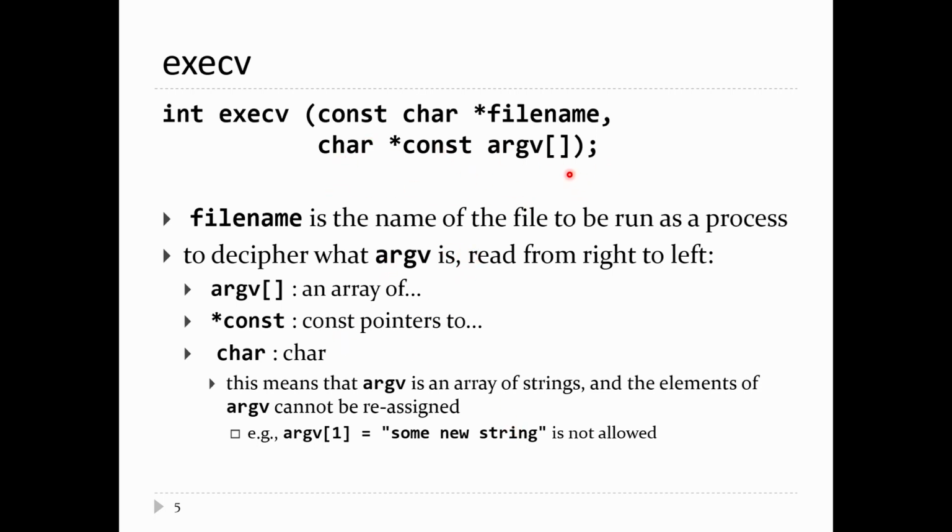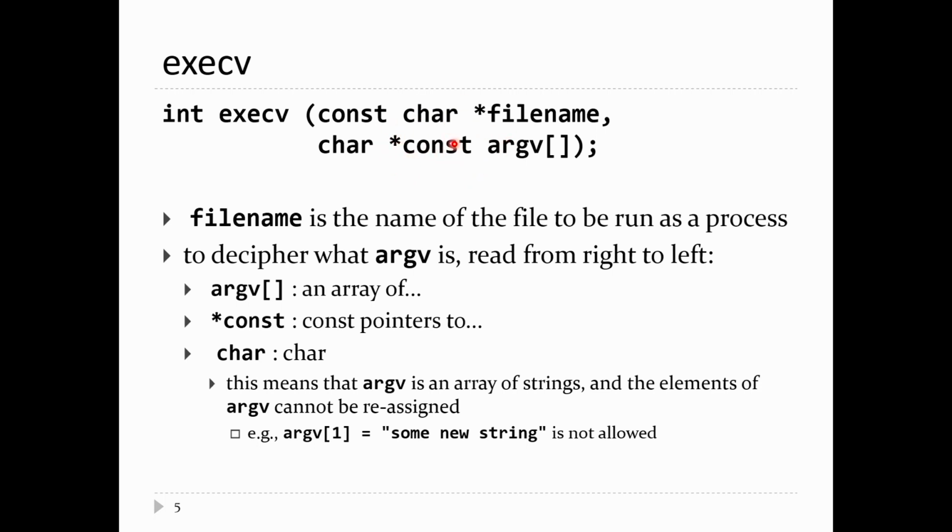Now the signature of argv is something we haven't really seen yet. It's char star const argv square brackets, which is intimidating to look at the first time, or even the second, third or fourth time. C takes a little getting used to for reading these declarations. To decipher what anything is in C, the first thing you can do is try to read it right to left. Reading this right to left, I have argv square brackets, so I know that it's an array. So it's an array of star const.